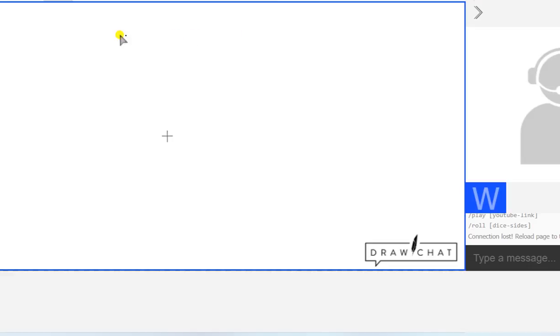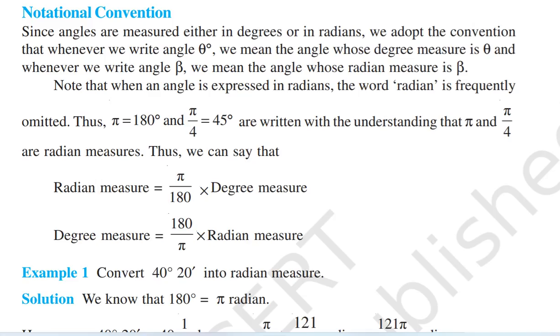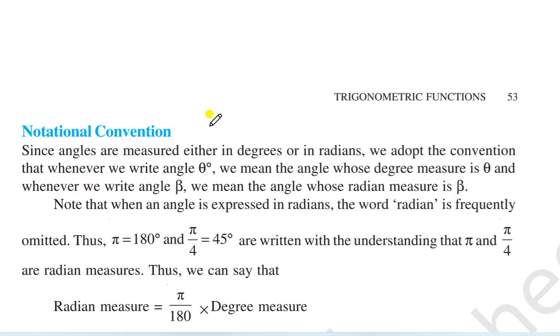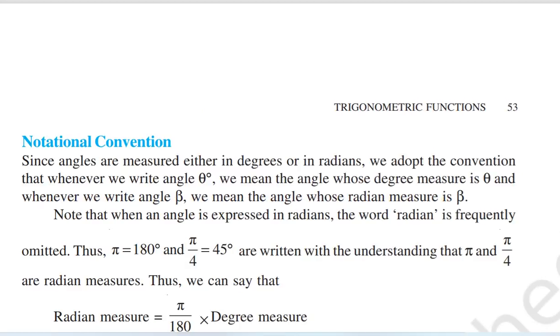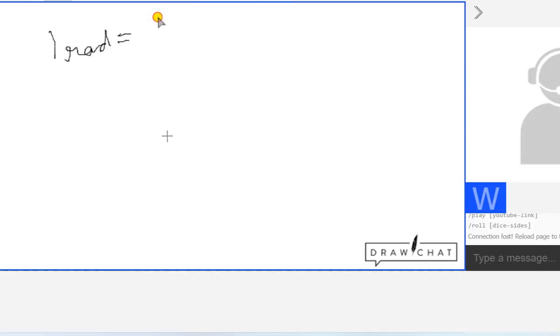Okay, so one rad is 180 by pi degrees. One rad is 180 by pi degrees.